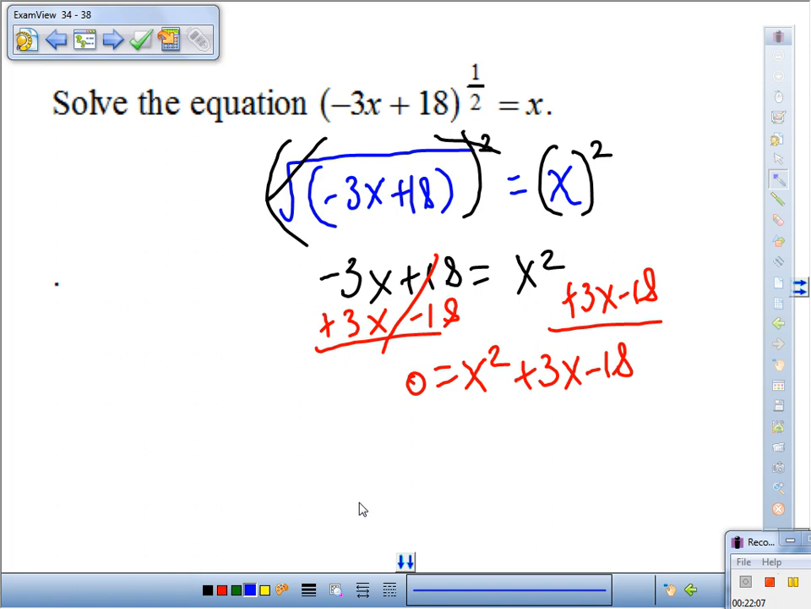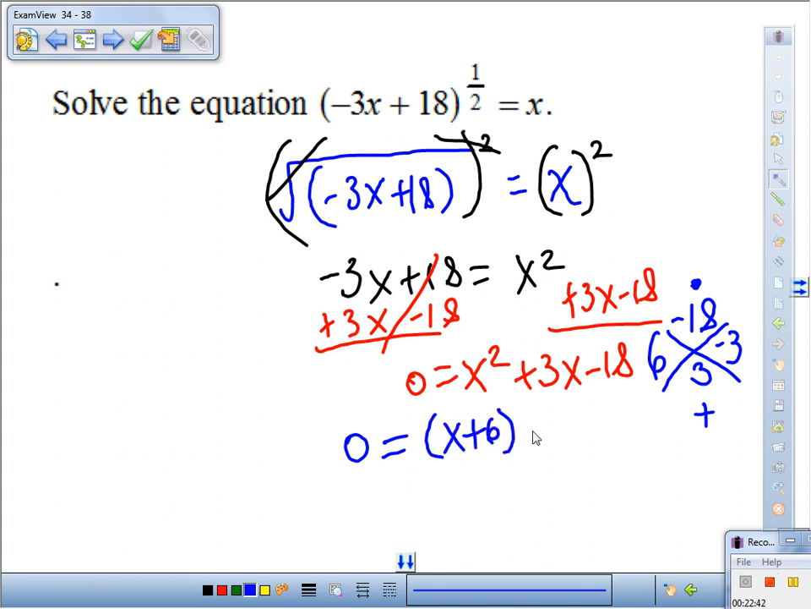Do we know what to do from there? Negative 18 is our product. 3 is our sum. What are the factors of negative 18 that add up to positive 3? 6 and negative 3, let's see. 6 times negative 3, negative 18. 6 plus negative 3, yep. So instead of doing the grouping, let's go a little bit faster and do our factors from there. So what is my first factor? X plus 6. What is my second factor? X minus 3.